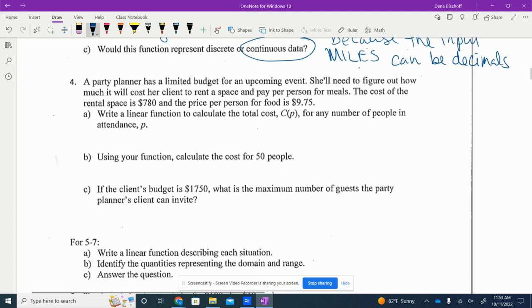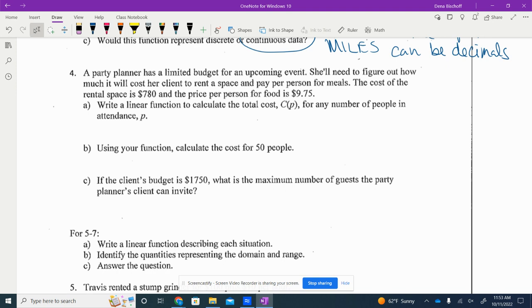Okay, we're almost done. Number 4, a party planner has a limited budget for the upcoming event. She'll need to figure out how much it will cost her client to rent a space and pay per person for the meals. The cost of the rental space is $780, and the price per person is $9.75. So we're going to write a function. We're going to write y equals, and then we'll substitute in those variables. So write a linear function to calculate the total cost for any number of people in attendance.